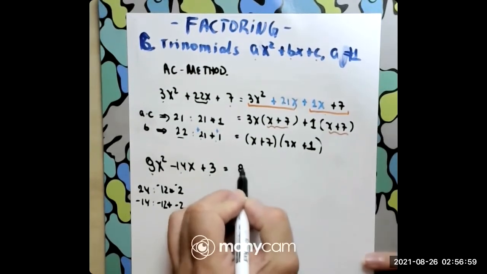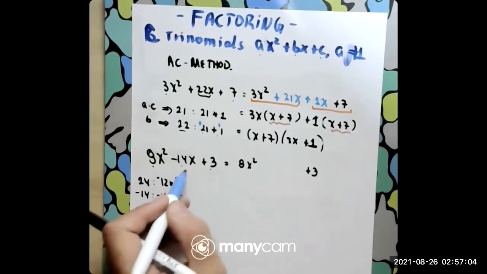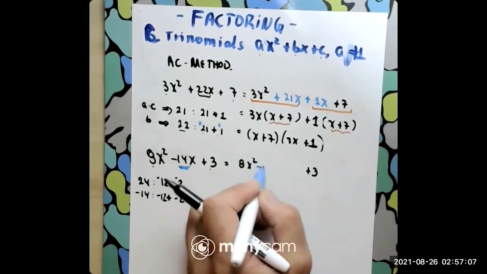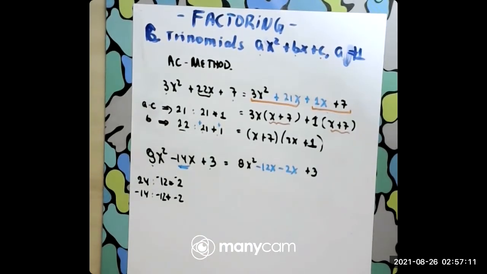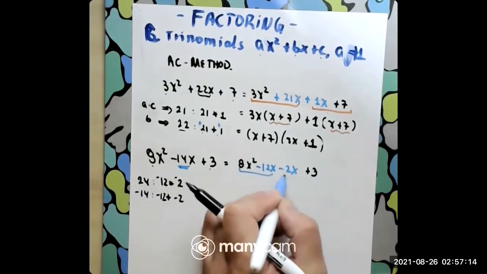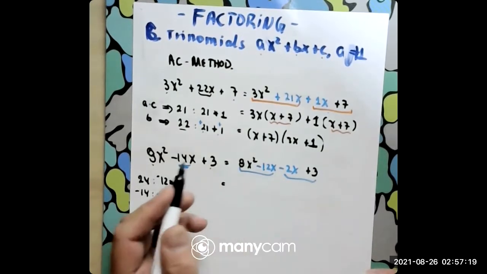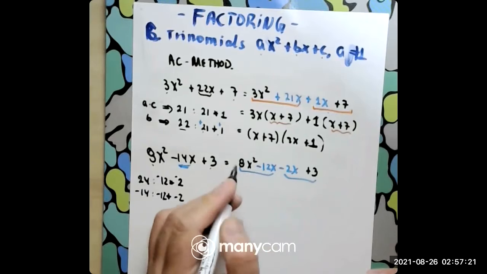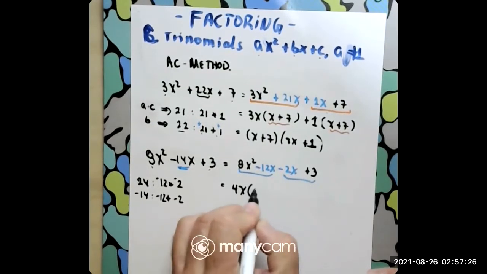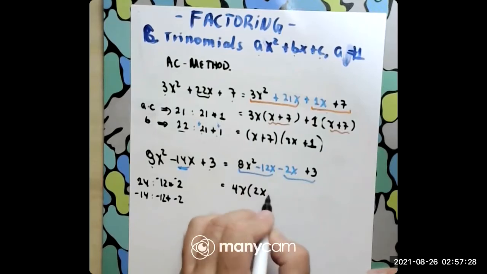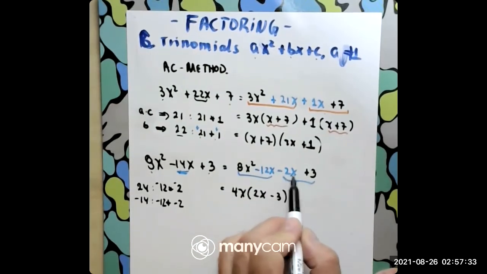So we repeat the process, 8x squared plus 3. And we say that the negative 14x can be written as minus 12x minus 2x. And we just simply do grouping. These two, let's see what we have. 8, 12, 4 times 2, 4 times 3. So most likely we can factor out 4x. And we leave 2x minus 3. Here I have negative 2x plus 3.